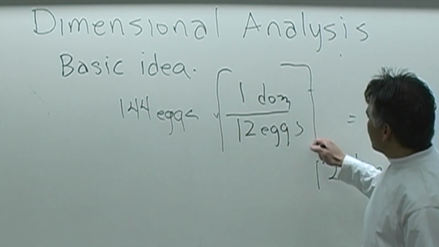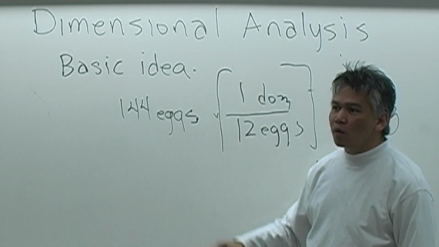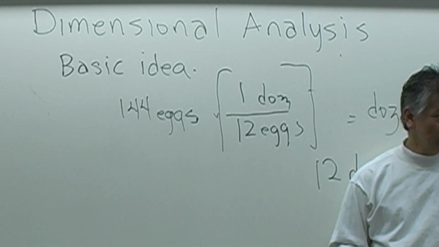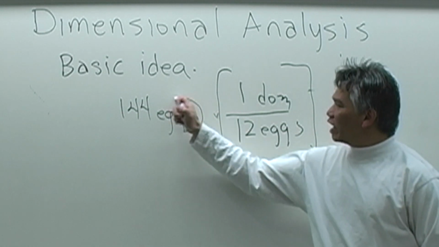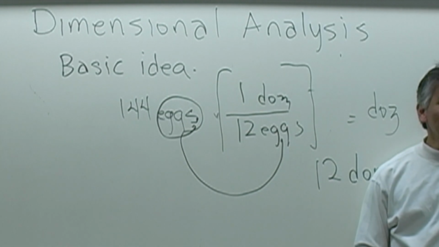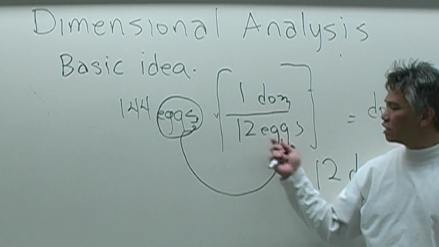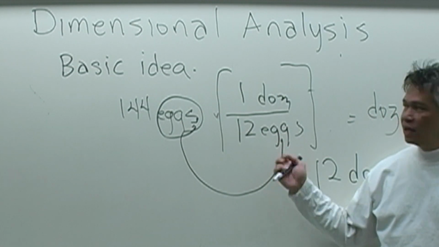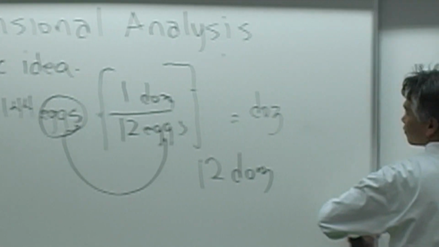The other thing you want to remember in dimensional analysis is that you always want to be consistent with the unit. You notice I have eggs here. In your translator, that unit always goes into the denominator of your conversion factor. It always goes into the denominator of your conversion factor.